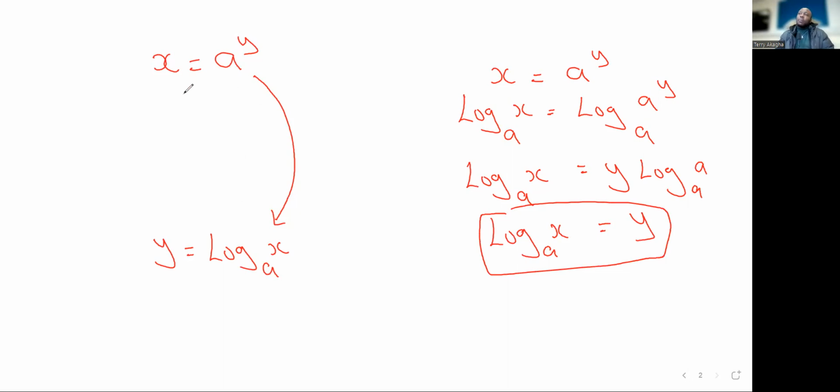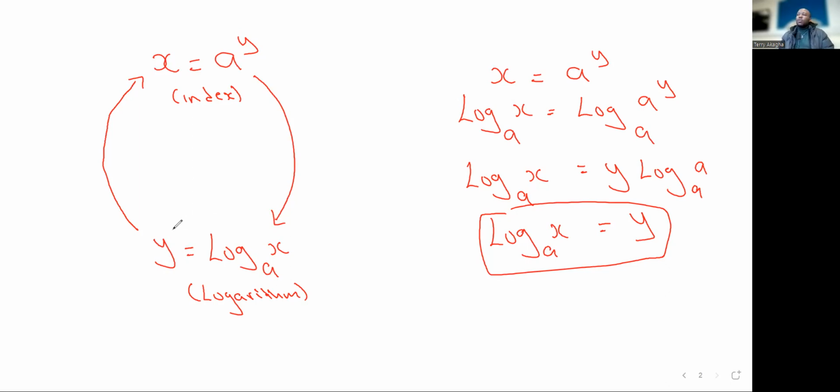And also, that means this is an index form, and this is the logarithm form. So you can convert from index to logarithm, and also you can move back from logarithm to index. So that means a raised to the power y is equal to x. So you can go both sides.